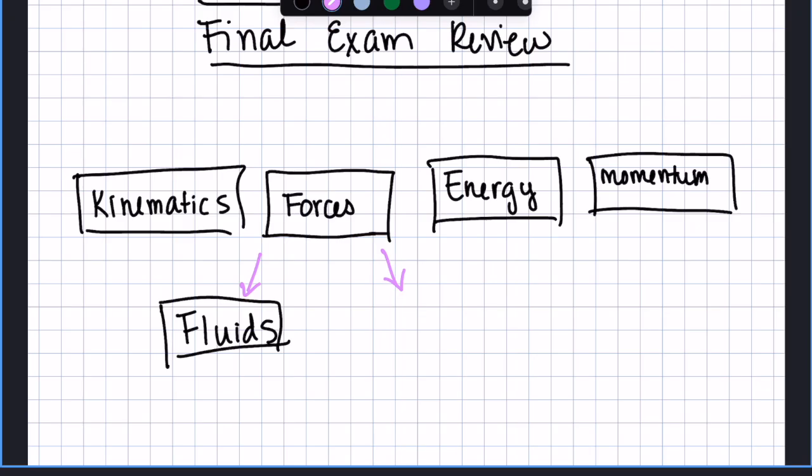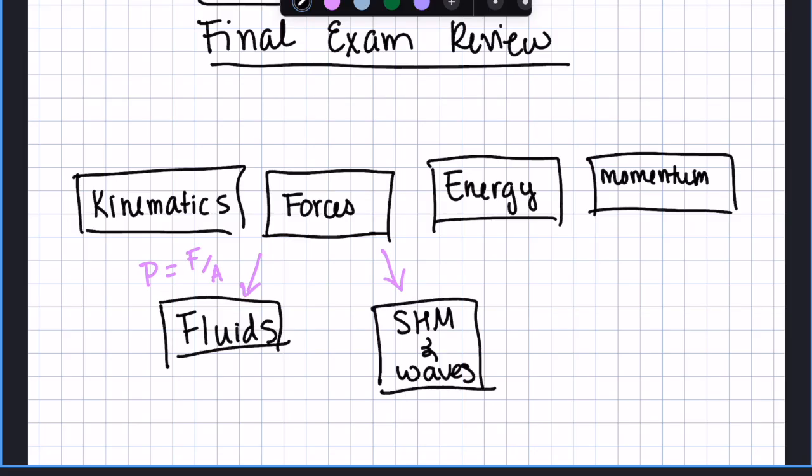Maybe what I would add here is just that pressure is force divided by area. But for our simple harmonic oscillators and for waves, those are consequences of restoring forces. So with a special type of forces in certain media, we can get these oscillatory phenomena happening.